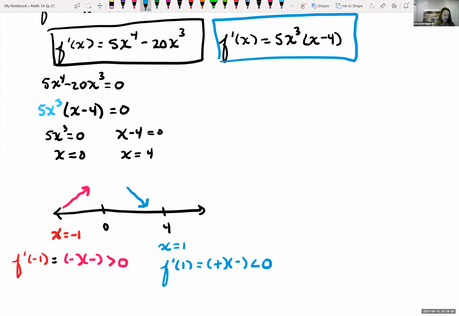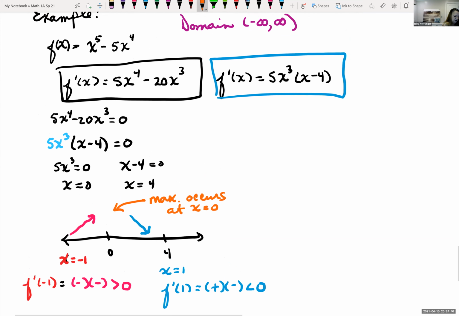So since it was defined at x equals 0 in the original, we can tell that we have a max that occurs at x equals 0. You might as well find it right now. Plug it back into the original to get that point. So f of 0 was 0 to the 5th minus 5 times 0, so that's just 0. So we have a max that occurs, and we know that this is the point (0, 0).